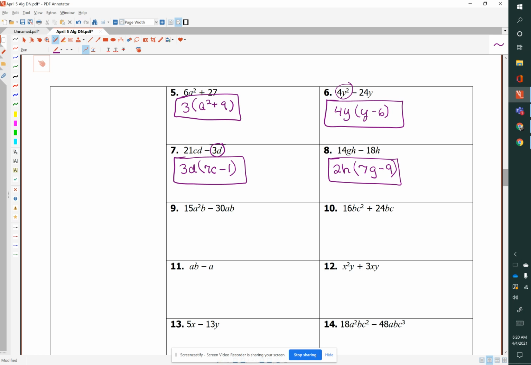Number 9, 15a squared b minus 30ab. We can take out a, b, and 30 and 15 are both divisible by 15. So 15ab comes out. And that leaves a minus 2.